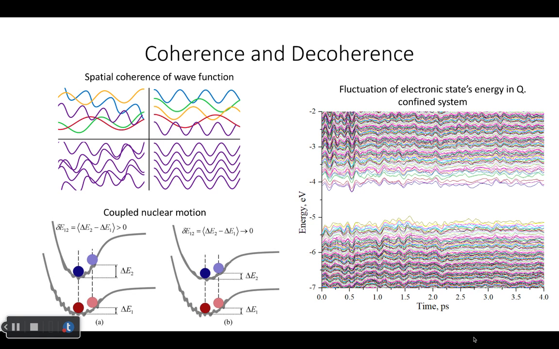So which of these cases has the largest decoherence? This first one has the larger decoherence. Larger decoherence, yeah, and smaller coherence.